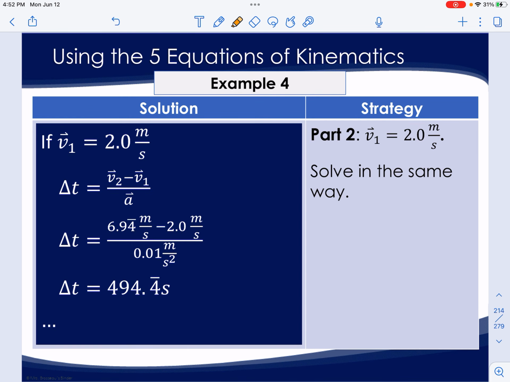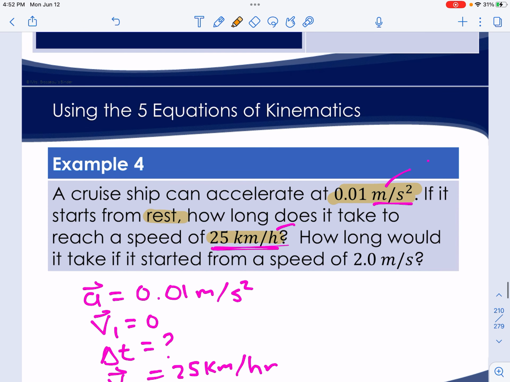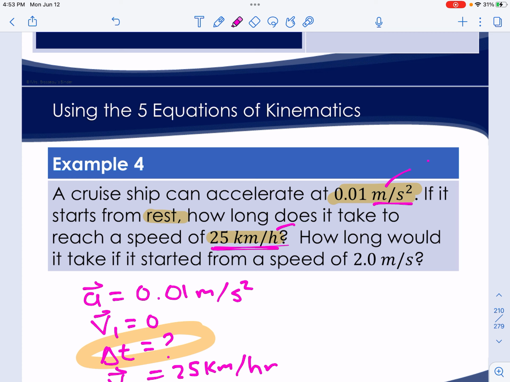Okay, next example. Oh, excuse me, this is part 2. Let's go back to our problem. So that was part 1, solving for this. Part 2 of this problem says, how long would it take if it started from a speed of 2 meters per second? So for part 2, they're saying everything is the same, but now our V1 is going to be 2 meters per second.